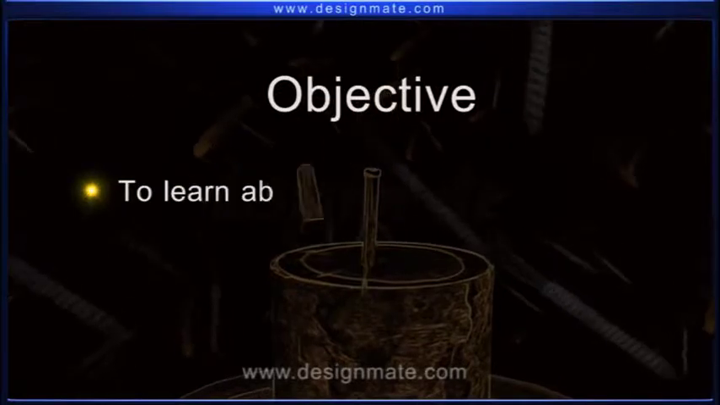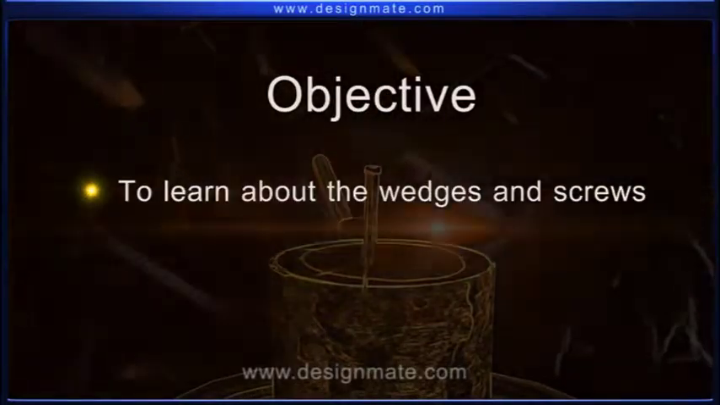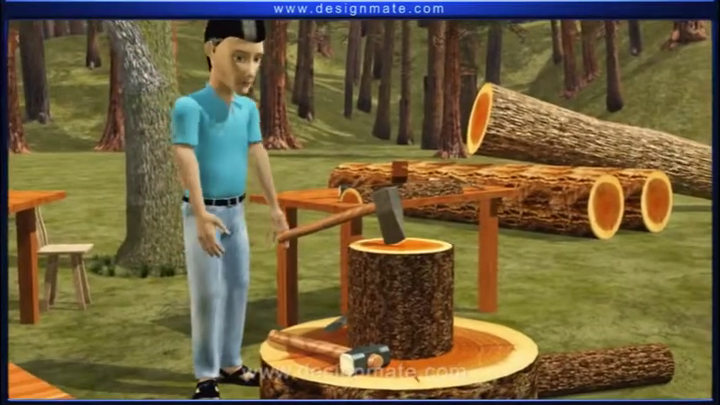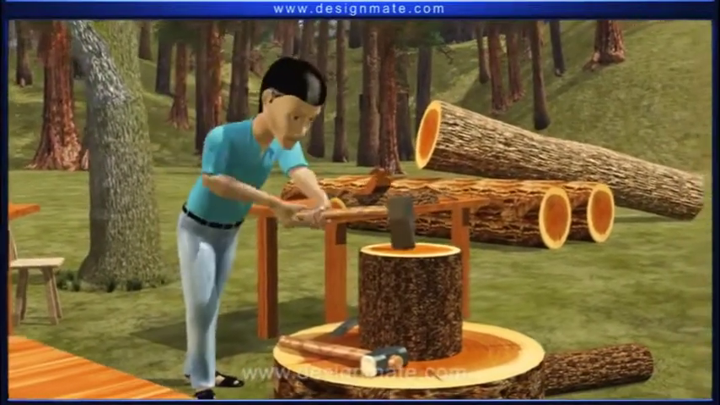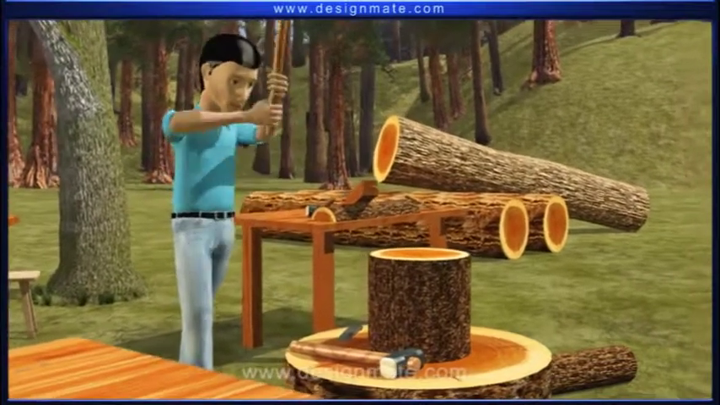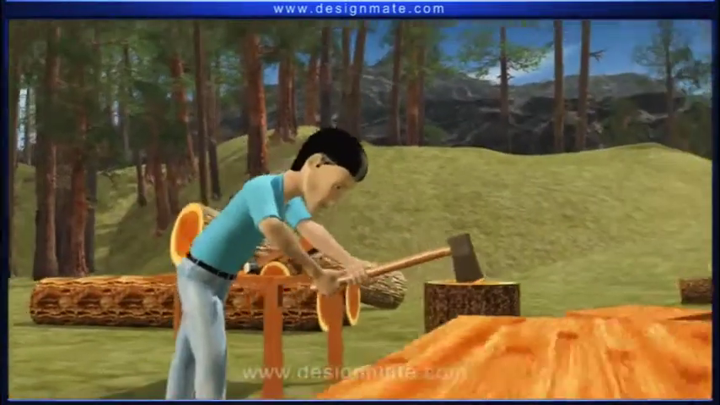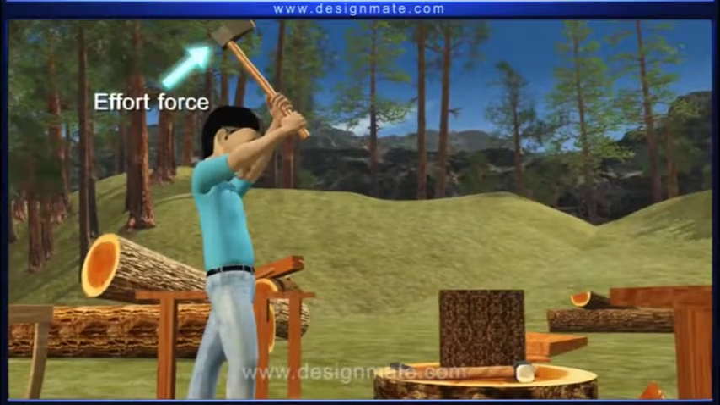In this topic, we shall learn about the wedges and screws. Mr. Douglas is using a log to make a table. He needs to chop the log into smaller pieces. To cut the thick log of wood, he has to use a lot of force.